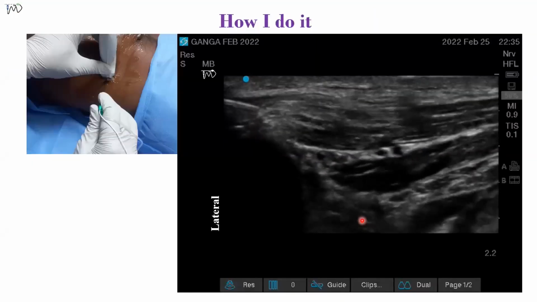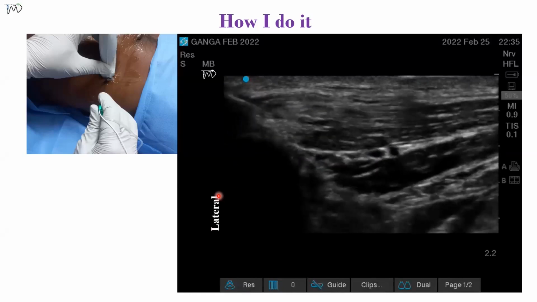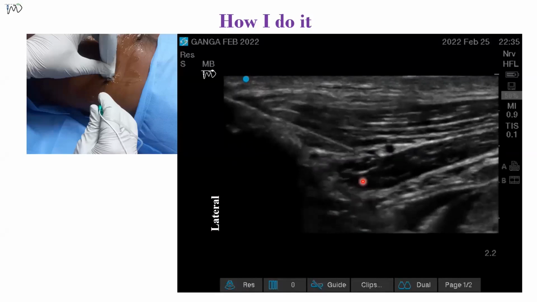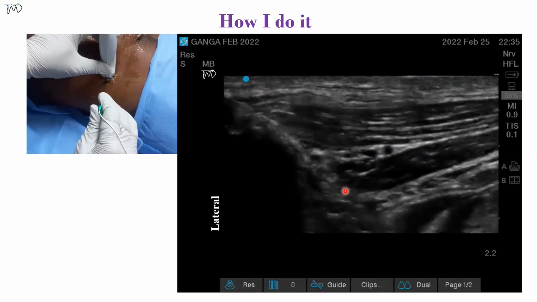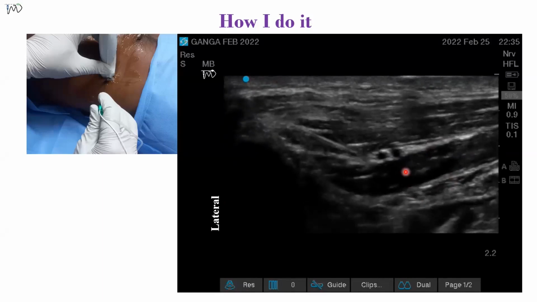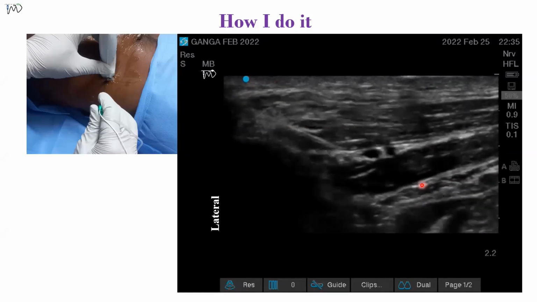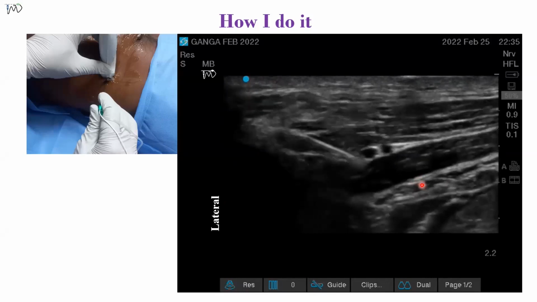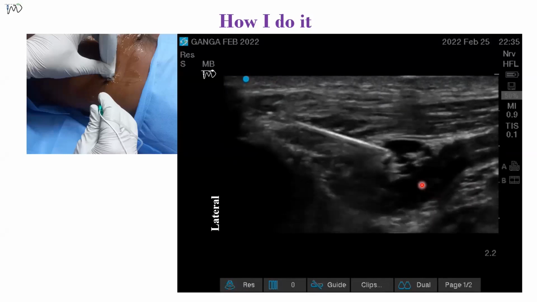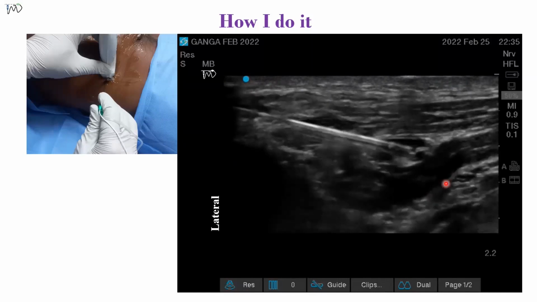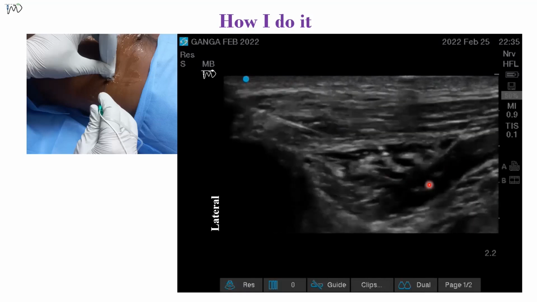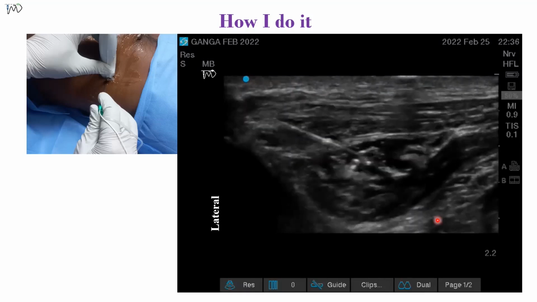The needle can be inserted from lateral to medial in plane or medial to lateral, or in an out of plane technique also. And the tip is placed in the fascial split between the internal oblique and the transversus abdominis. After negative aspiration, 10 to 15 cc of local anesthetic is injected. In pediatric patients, as I have already mentioned, 0.1 to 0.2 mL per kg of diluted local anesthetic can be used for analgesia. Here you can see the nice distribution of the local anesthetic and the separation of the fascial layers.